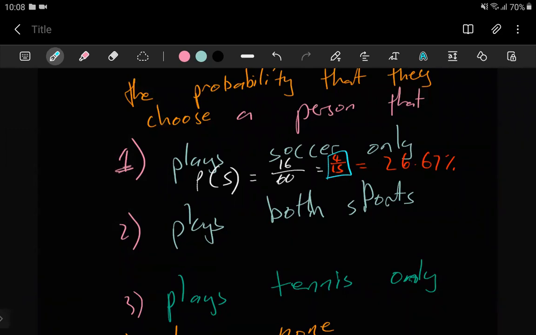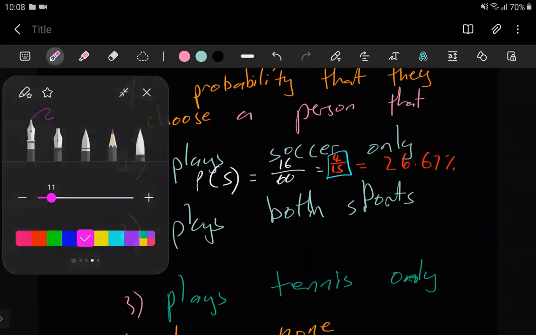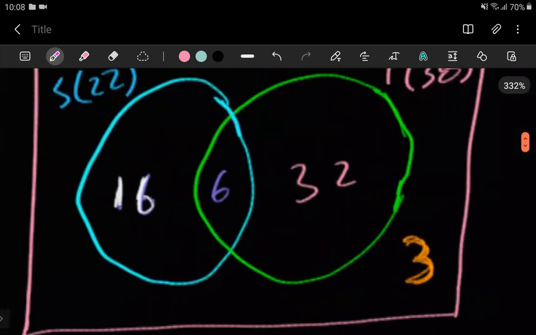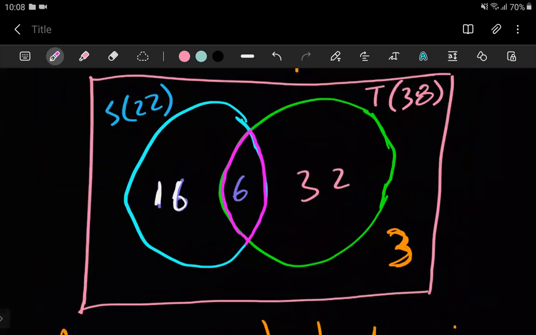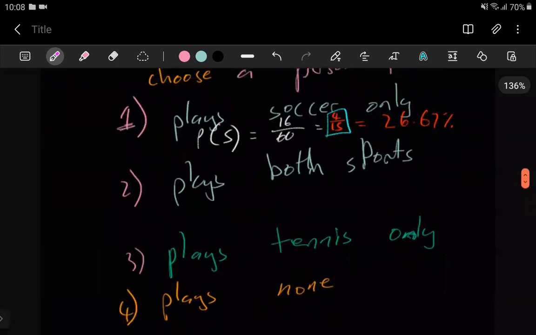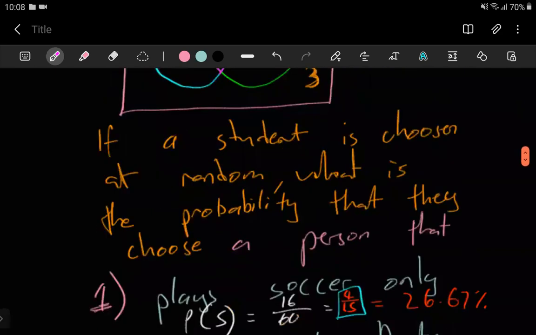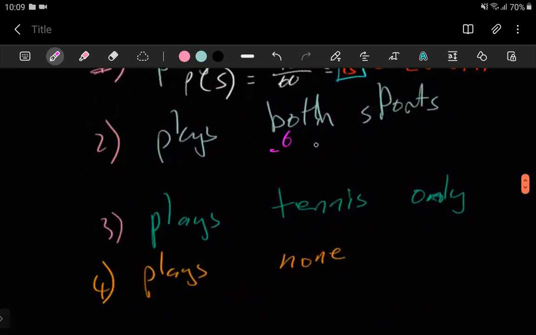Cool. Okay. For the others, same idea. The probability that someone plays both sports is this number here. There's only 6 people that play both. So the scenario is people that play both, right? You have 6 of those. And then out of a total of 60 people, so this is going to be 1 out of 10. It's just going to be 10%. You get it?